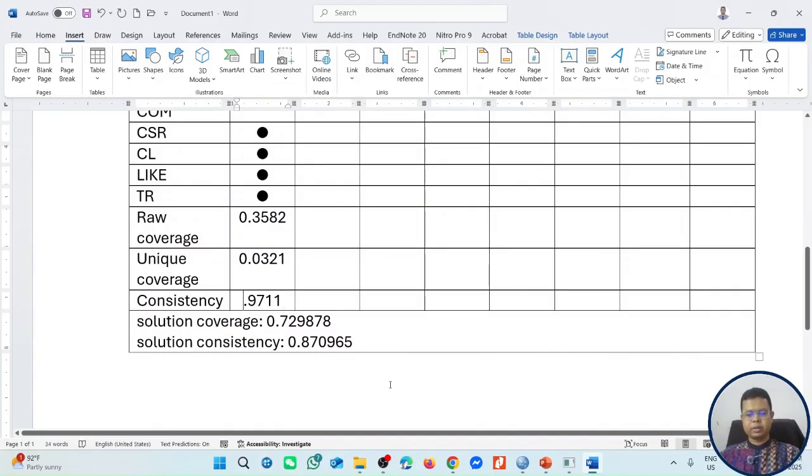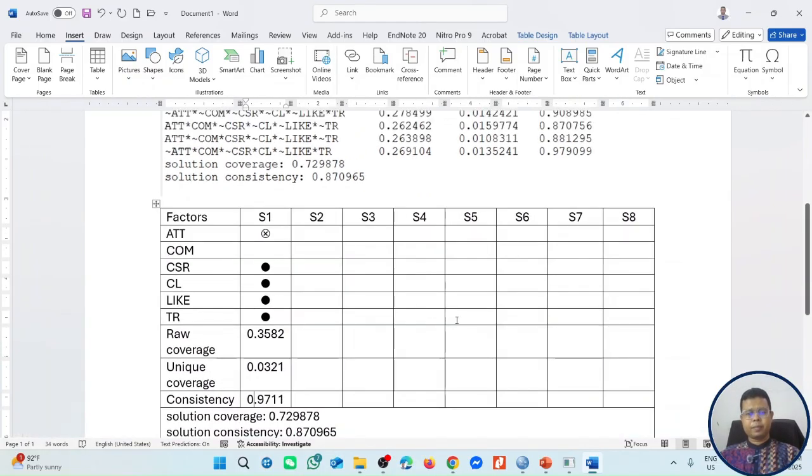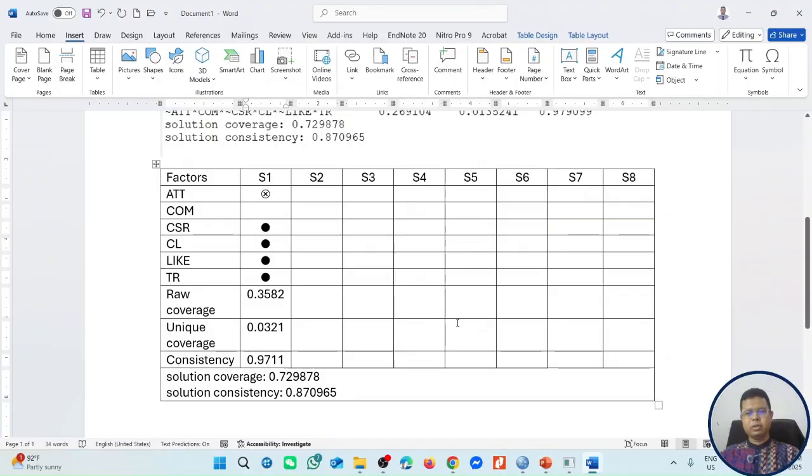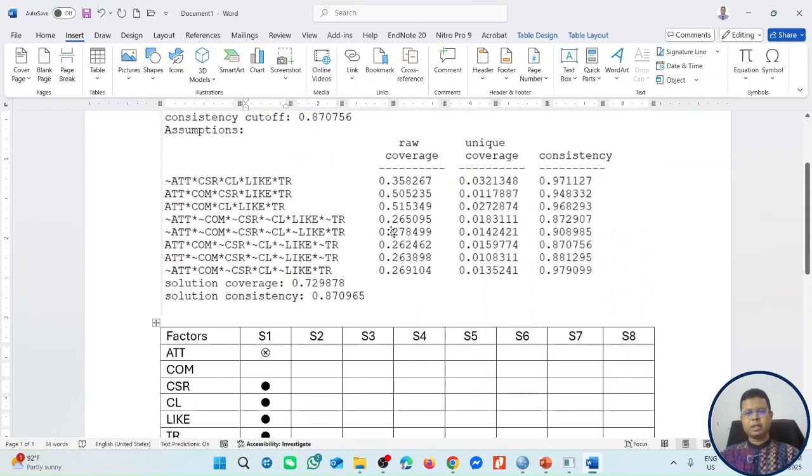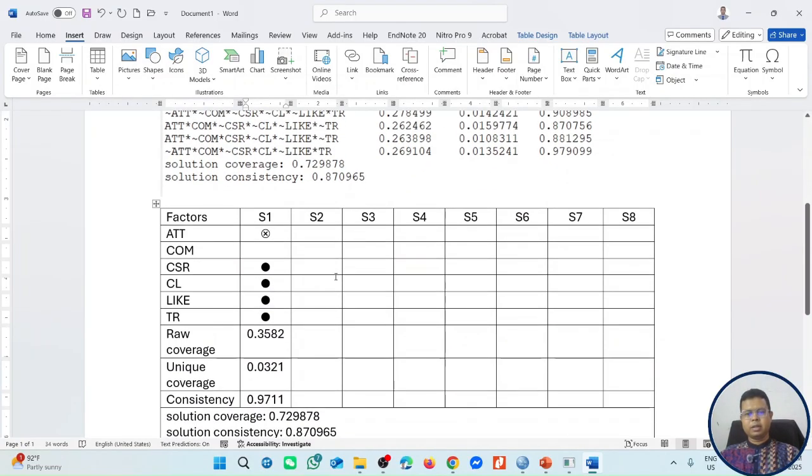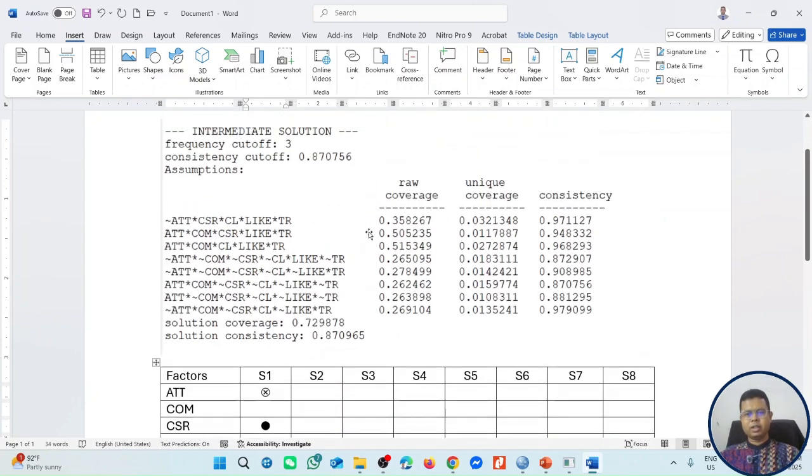Okay, so in this way, actually, you have to represent the table rather than these types of representation. I think you will find in the majority of papers it is in this way, not in this. So let's try for the rest of the 7 solutions.